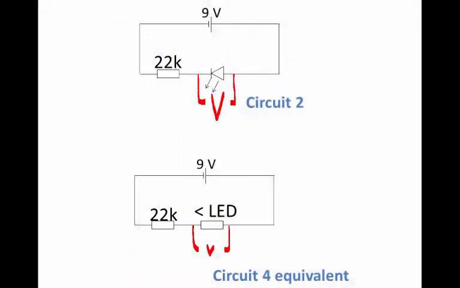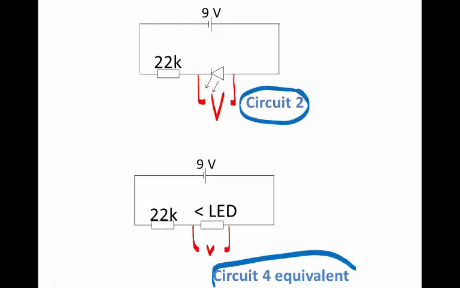Now we're only interested in the LEDs themselves, so I've removed the other information. Now let's think about the current strength. Now, comparing the current strength through circuit 2 and circuit 4 equivalent is not very helpful. Why? We'll see why just now, but let's first just do our reasoning concerning current strength.